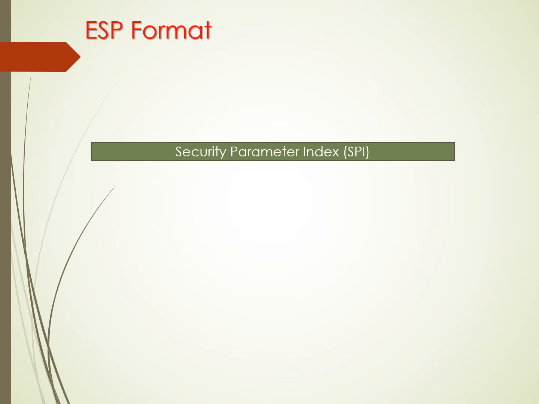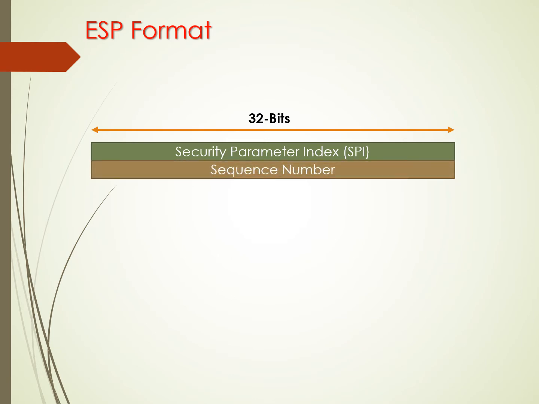Now, discussion about the ESP format, the encapsulated security payload format, and how it is visible. For a data packet, there is a security parameter index, that is SPI, and we know the role of the security parameter index; we have discussed it in an earlier session. It's 32 bits in length, followed by the sequence number. The sequence number of the data packet is also represented by 32 bits.